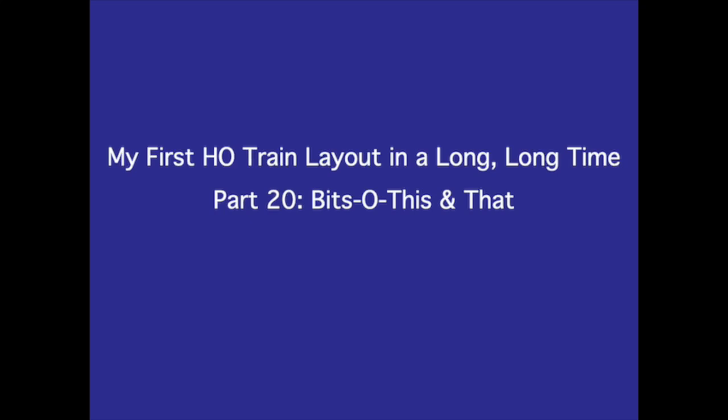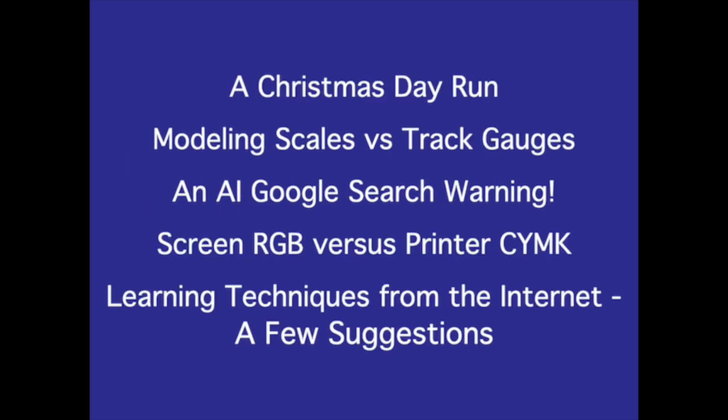My first HO train layout in a long time, part 20, bits of this and that. In this video, I'm going to discuss a Christmas Day run, modeling scales versus track gauges, an AI Google search warning, screen RGB versus printer CMYK, and learning techniques from the internet. A few suggestions.